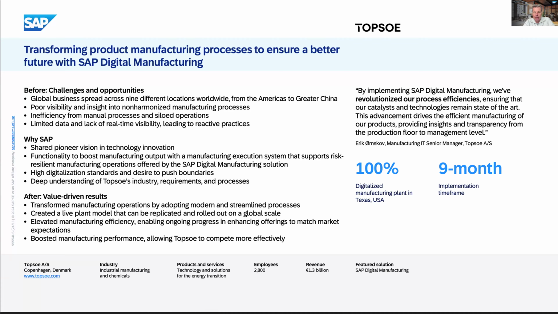So here again, what was very important for them was being able to have these harmonized processes all across their plants. And by doing that, they have been able to digitize 100% of their processes.